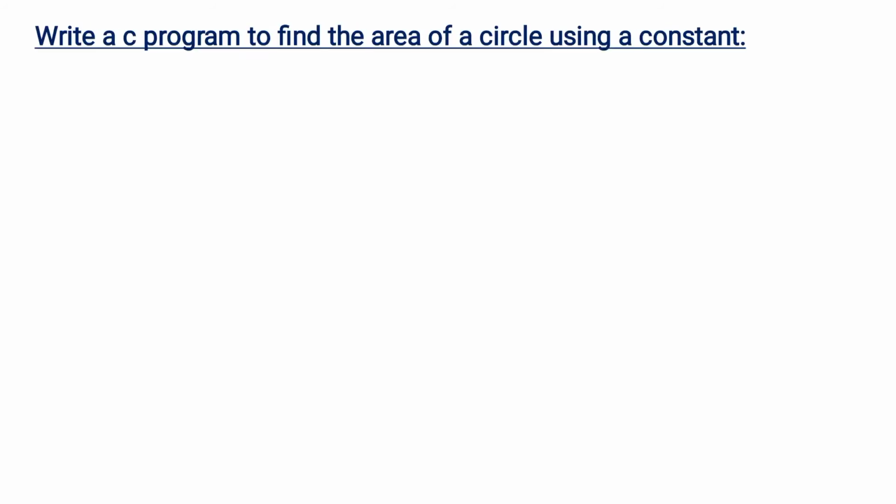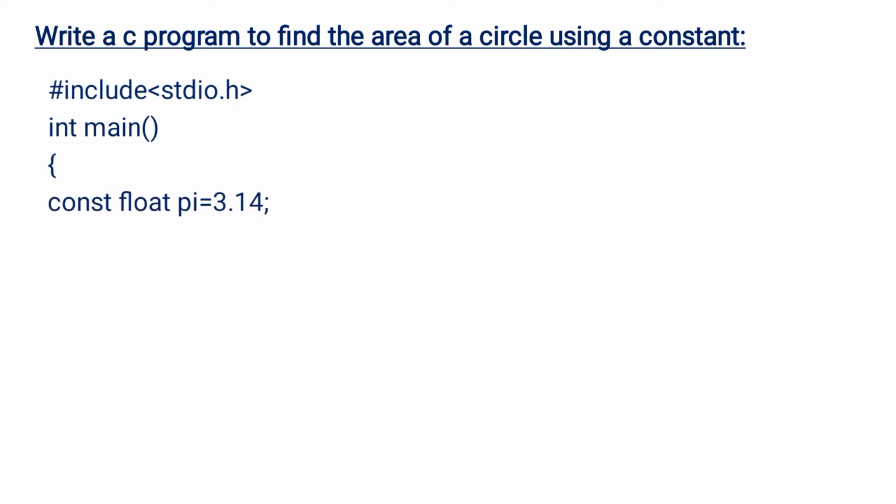Next, we are going to write a C program to find the area of a circle by using a constant. Let us write a C program now. #include <stdio.h>, int main, opening brace. Here I am creating a floating point constant by using a const keyword: const float pi = 3.14. Here pi is a floating point variable and it is the constant, it is going to store the value 3.14.